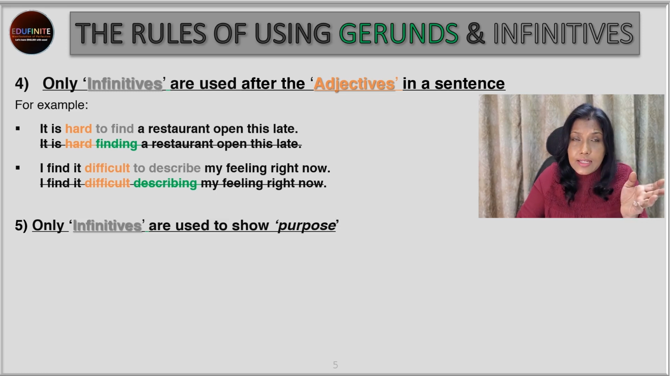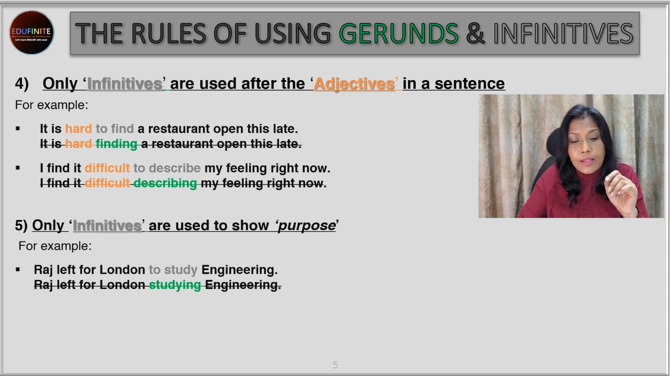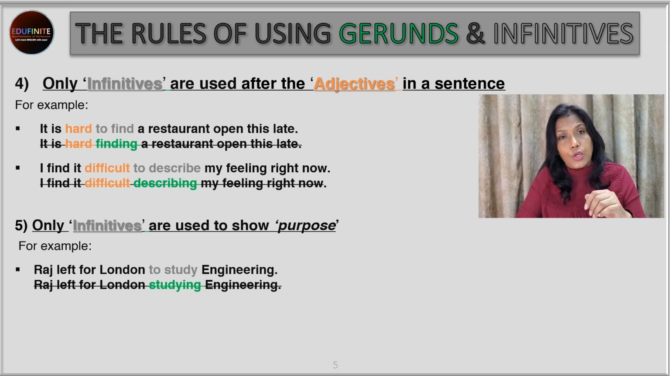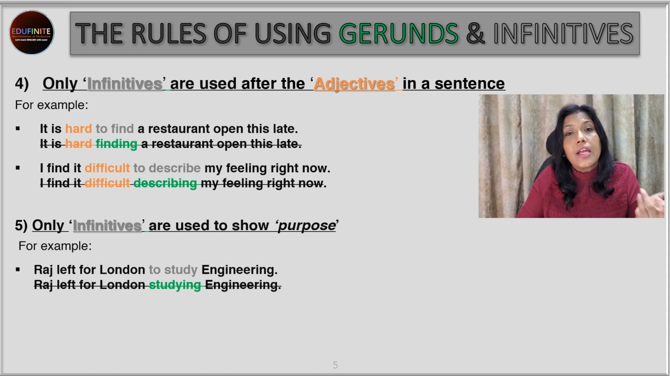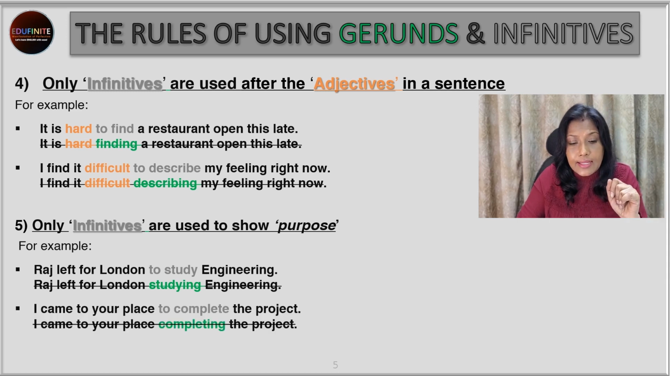Now, the next rule is that only infinitives are used to show purpose. Suppose you have to show some reason. In that case, we only use the infinitive and not the gerund form. For example, Raj left for London to study engineering. So he left for London. Why? This is the reason. To study engineering. Now we cannot say Raj left for London studying engineering. That's wrong English.